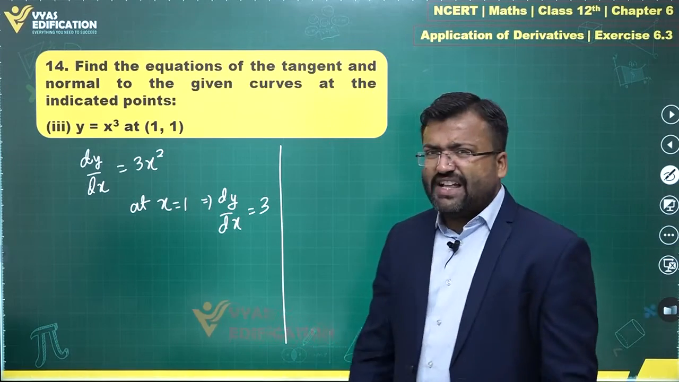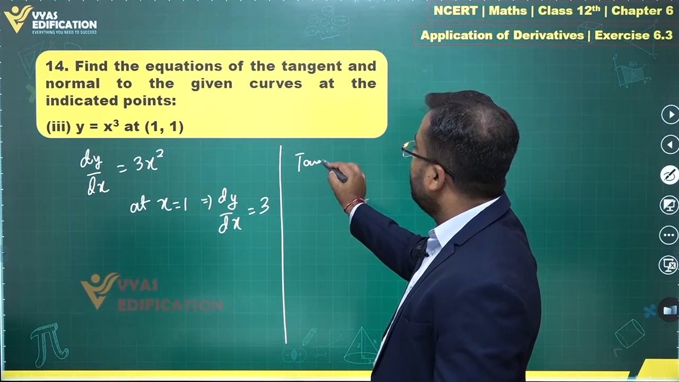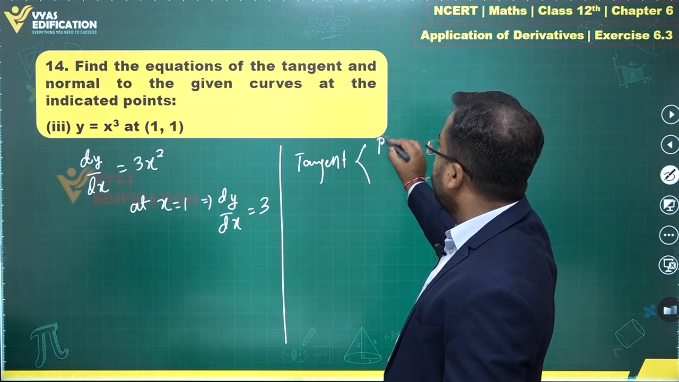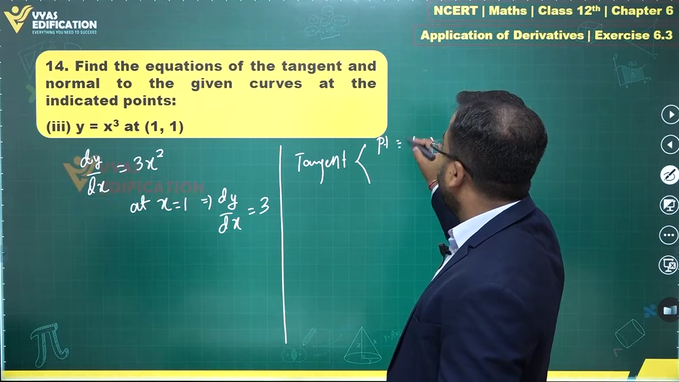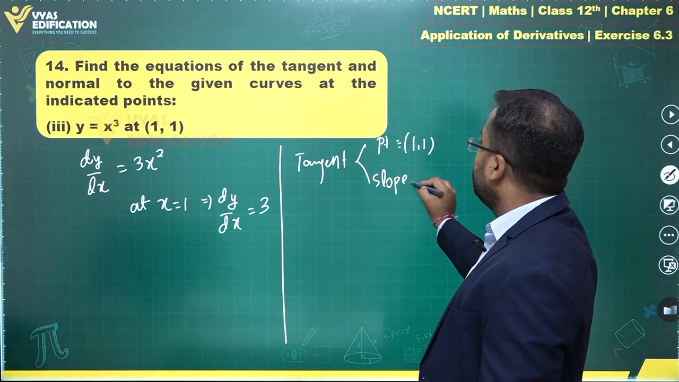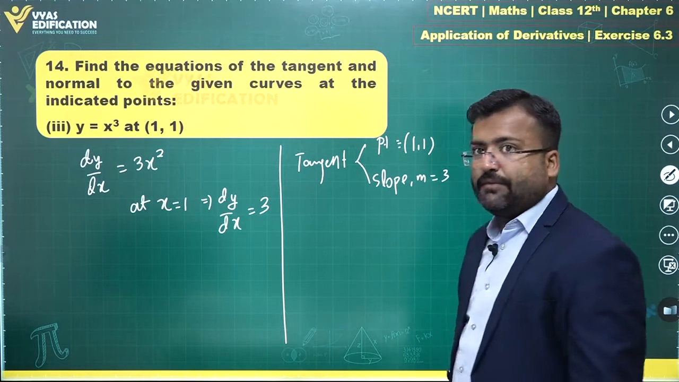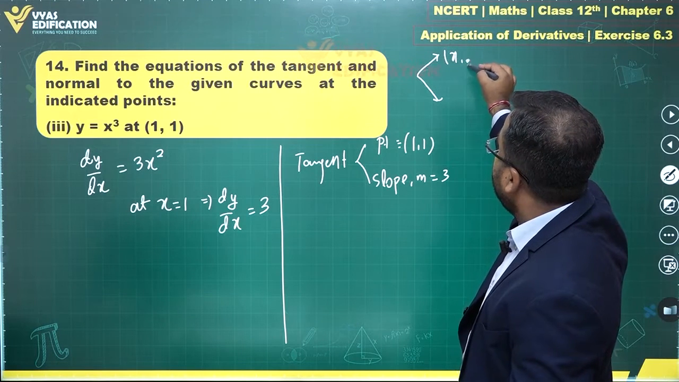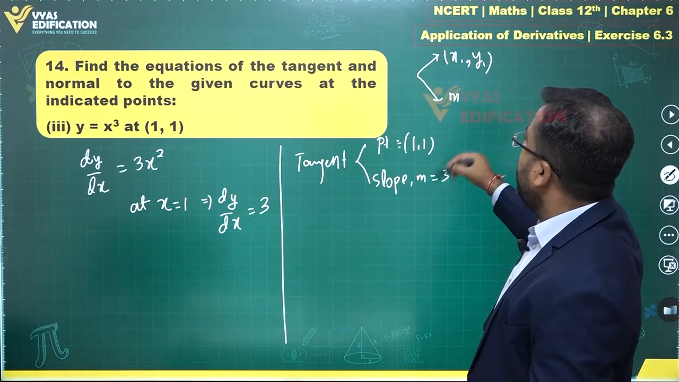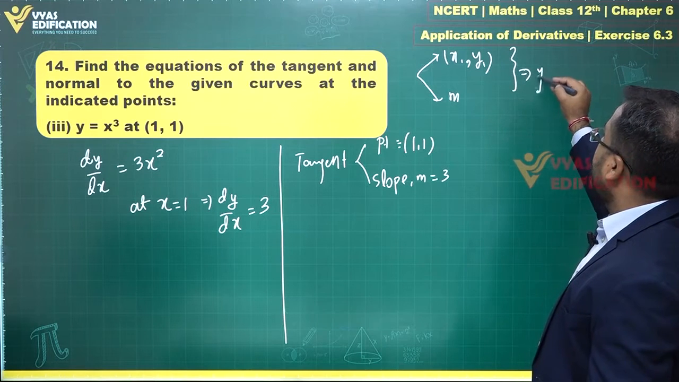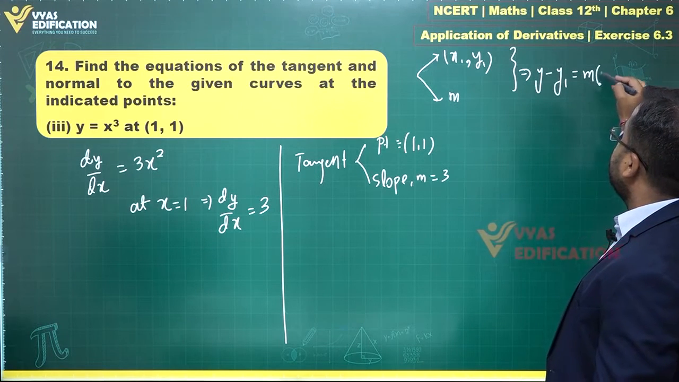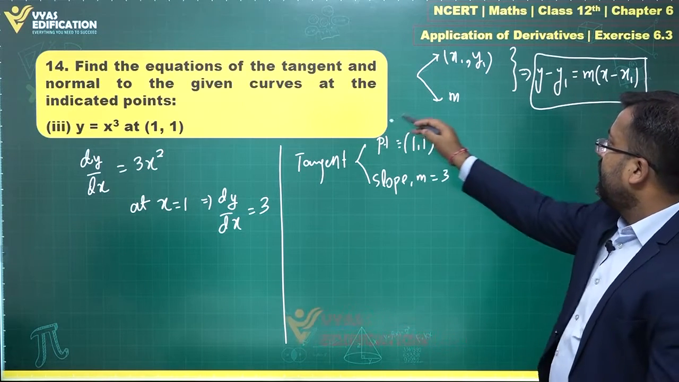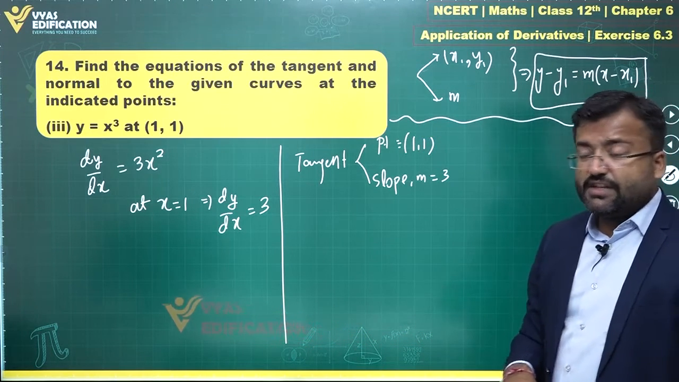Now the equation of tangent is pretty simple. For tangent, you have two things. What are the two things? You have the point. Point is (1, 1). You have the slope. Slope, which is m, is equal to 3. And if you have point (x1, y1) and slope m, you can easily find the equation of line, which is y minus y1 is equal to m times (x minus x1). This is how you find the equation of a line, right? A pretty simple thing.